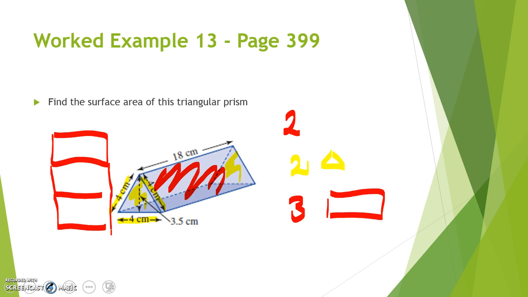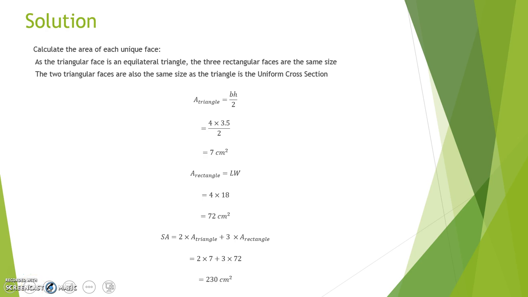So we've got 3 rectangles there, and attached to the end of those are our 2 triangles. Once again, not required to draw the net in this case. What we do need to remember though is that to work out the area of the triangle, we need the perpendicular height. So let's look at that question and the solution.